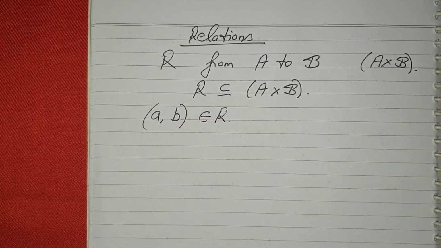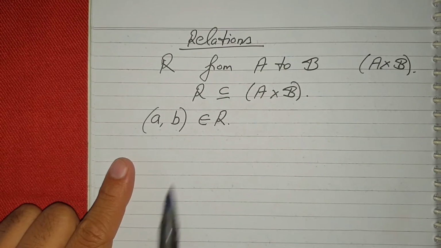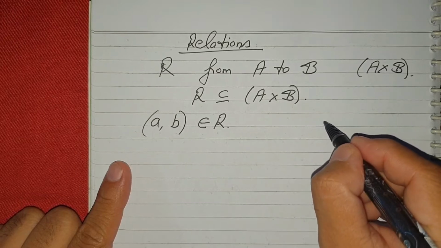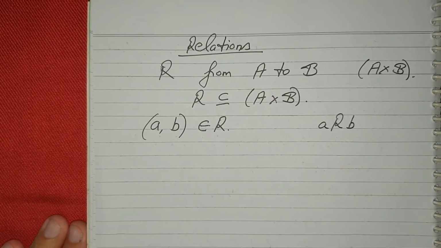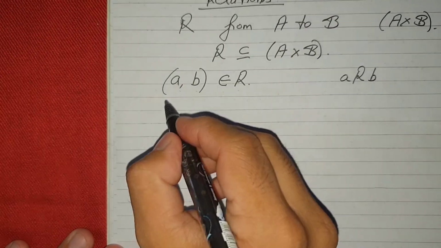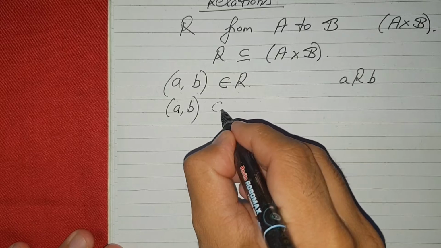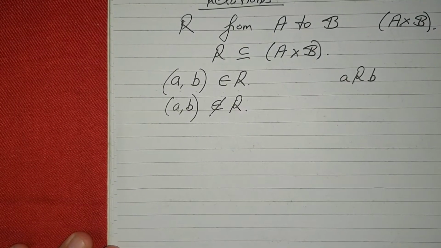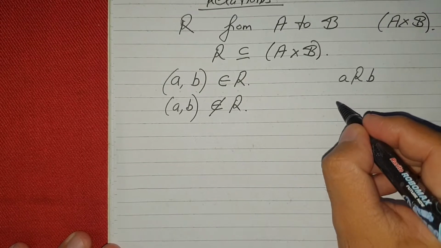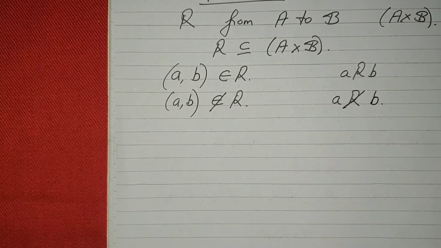Now if (A, B) belongs to R, then we say that A is related to B, and we write A R B. So A is related to B. Now if (A, B) does not belong to R, then we write A is not related to B.